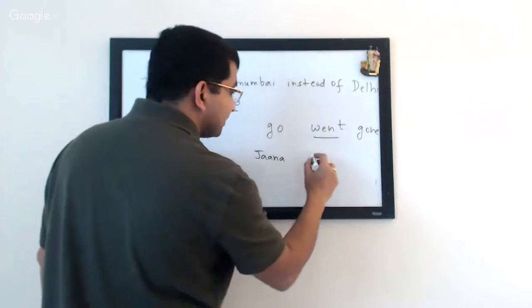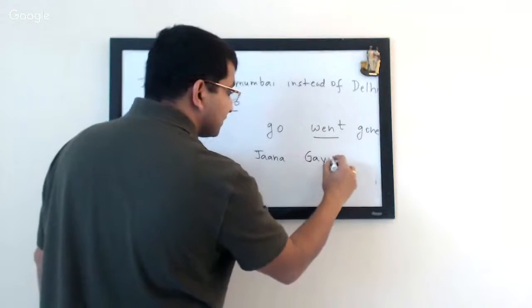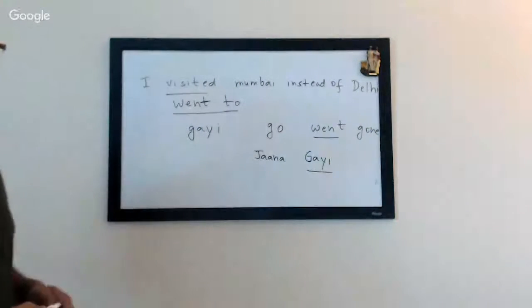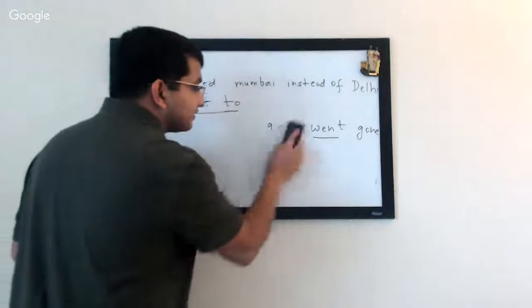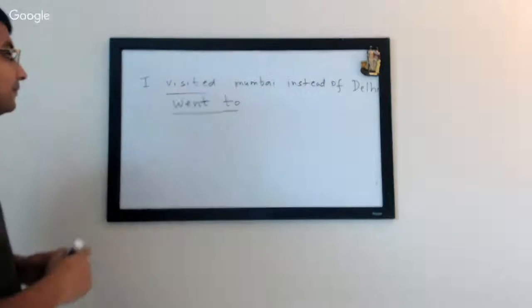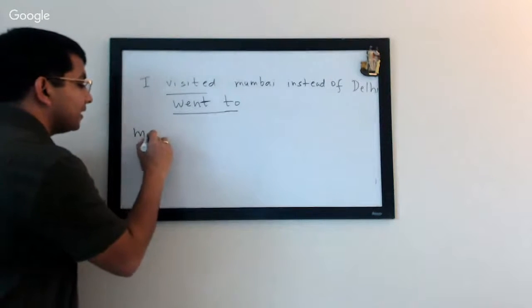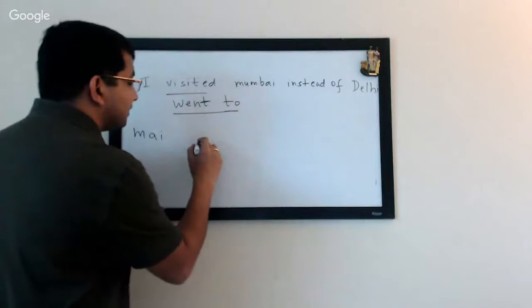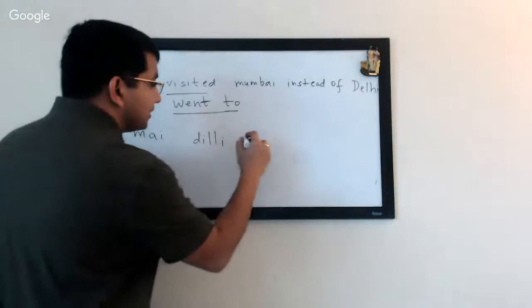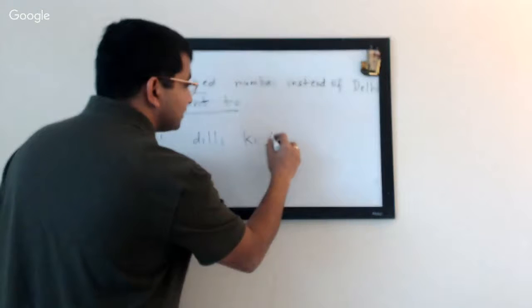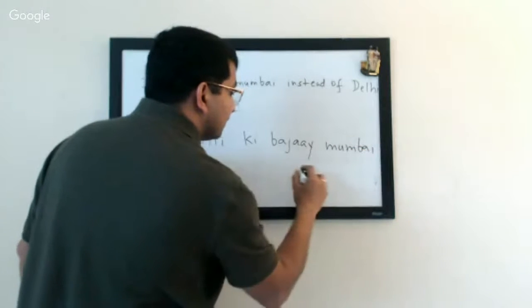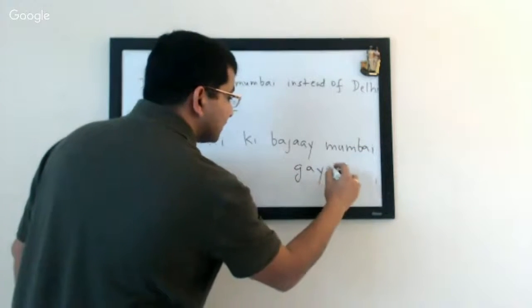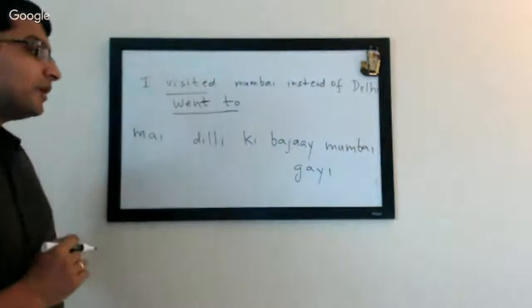but when you have past it is gai, right? So as you can see, Chelsea also wrote it down. What you're saying here is मैं, which is I, you're saying दिल्ली की बजाय और की जगह. This time I'm going to use बजाय. दिल्ली की जगह मुंबई गई. मैं दिल्ली की बजाय मुंबई गई.